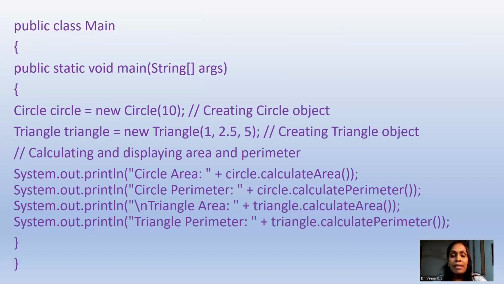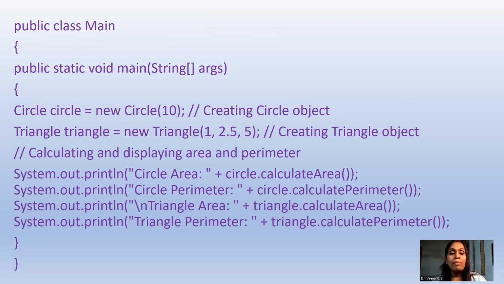on the screen. Same way you'll be calling the method calculate perimeter for circle, and same way you'll be calling two different methods, calculate area and calculate perimeter, for the triangle object also. So this will become your main class.